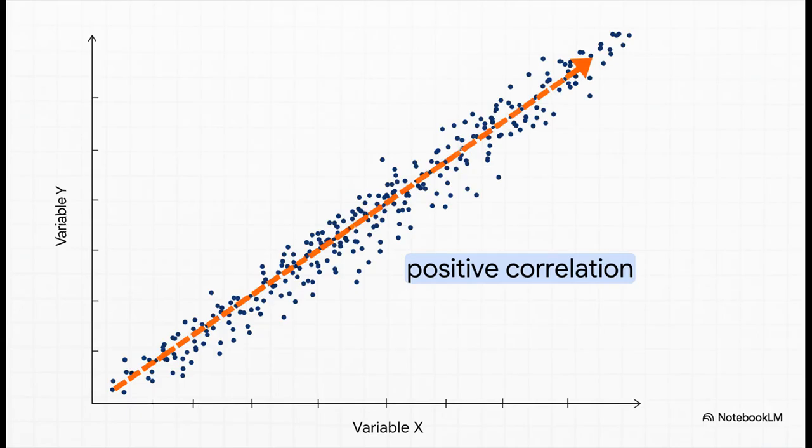And there it is, clear as day. Look at that pattern. The dots are clearly forming a line that's moving up and to the right. What that means is, as one value, study hours, goes up, the other value, final grade, tends to go up with it. This is a classic textbook example of a positive correlation, and it's a huge clue in our investigation.